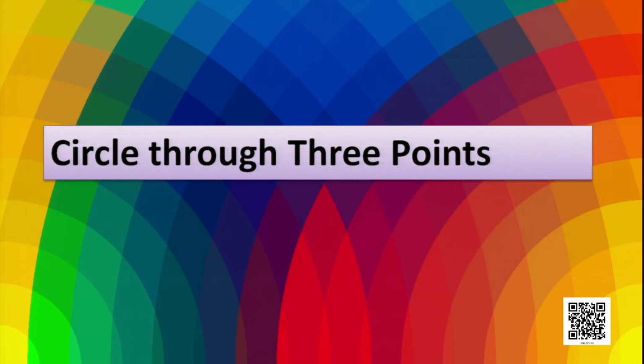Today we are going to discuss from class 9 mathematics book chapter 10 on circle, part 4. Dear students, here we will discuss about circle through 3 points, meaning 3 non-collinear points.